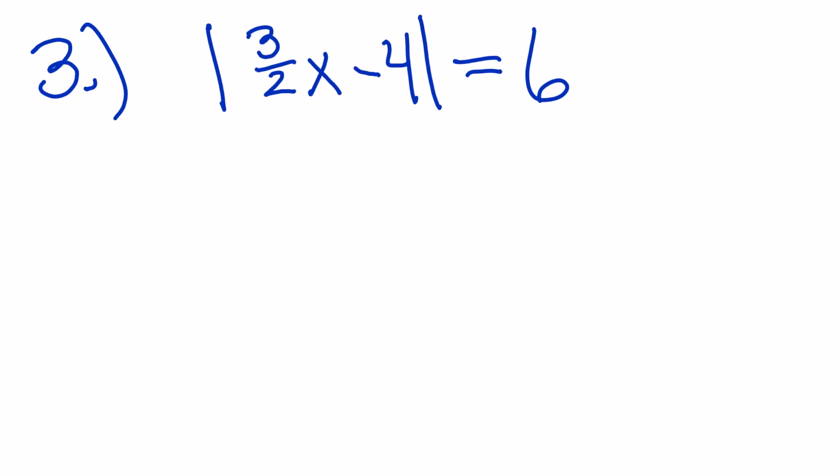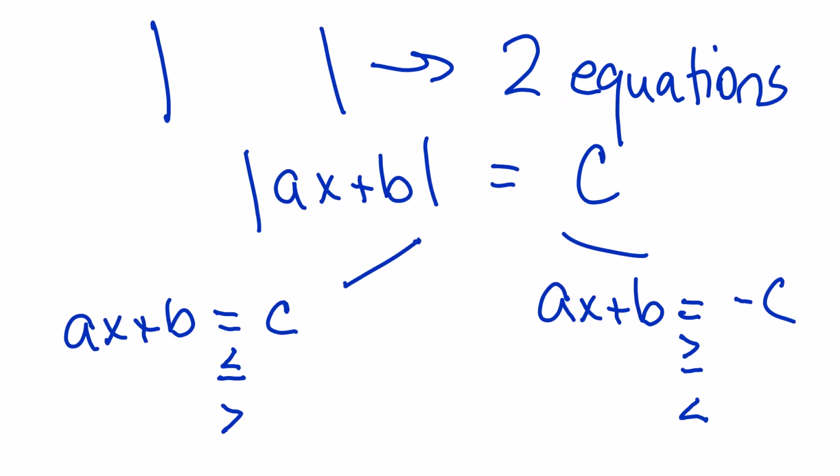So in number 3, we have the absolute value, that's what those two bars mean, the absolute value of 3 halves x minus 4 equals 6. So the hint sheet you're going to want to look at is right here, where it says that the absolute value means you write it as two equations.